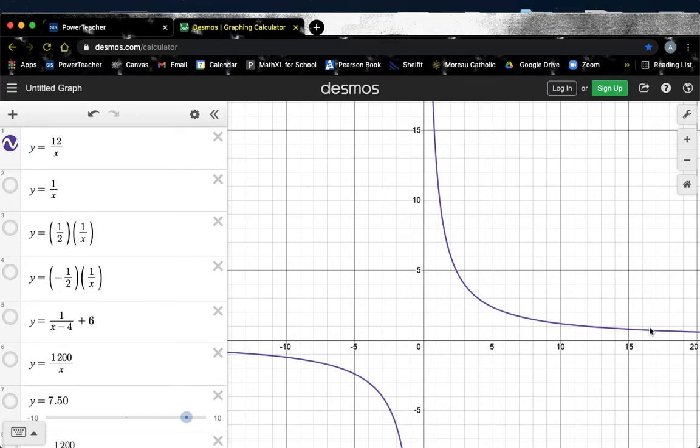Let me repeat that. As x gets smaller and smaller, y gets bigger and bigger. So as x goes to 0, y gets really, really big. As x gets really, really big, y gets really, really close to 0, but it's not going to cross. And vice versa for the negatives.